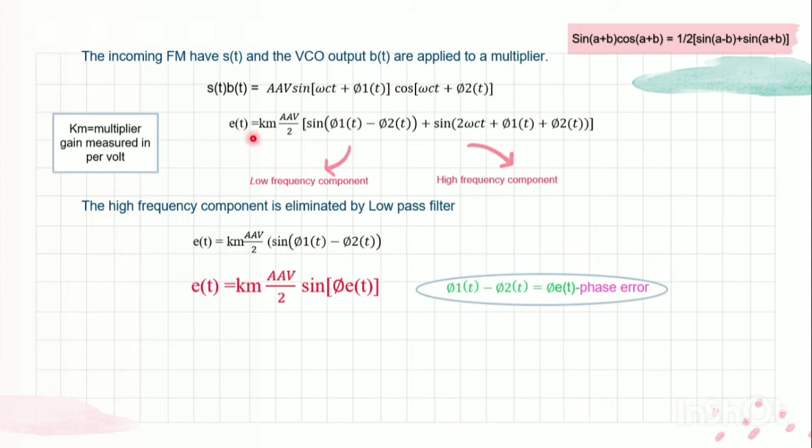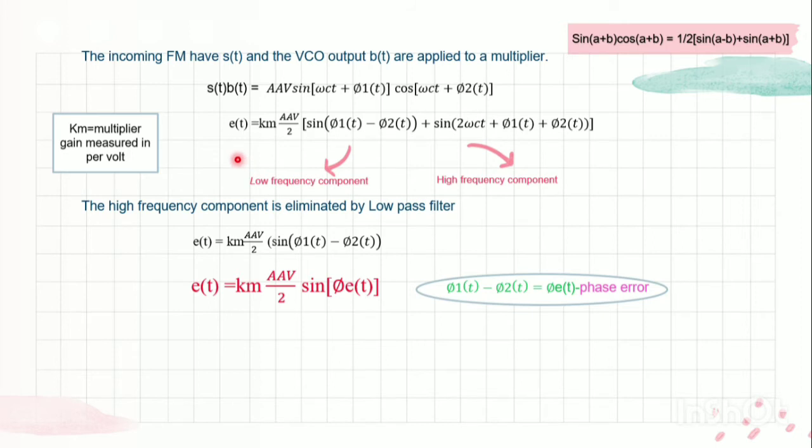voltage, which is equal to Km into A into AV by 2 into sine of phi 1 of t minus phi 2 of t plus sine of 2 omega c t plus phi 1 of t plus phi 2 of t, where Km is nothing but our multiplier gain measured per volt, and the sine of phi 1 of t minus phi 2 of t represents the low frequency component, and the sine of 2 omega c t plus phi 1 of t plus phi 2 of t represents the high frequency component.